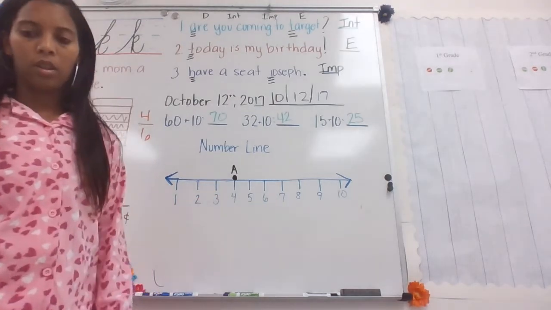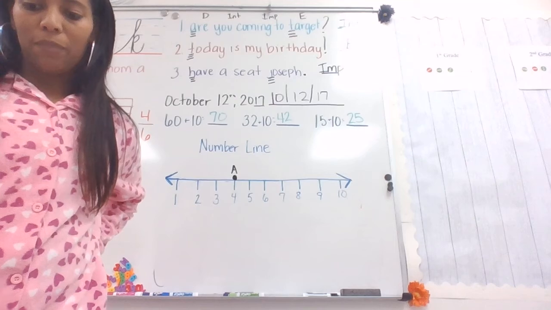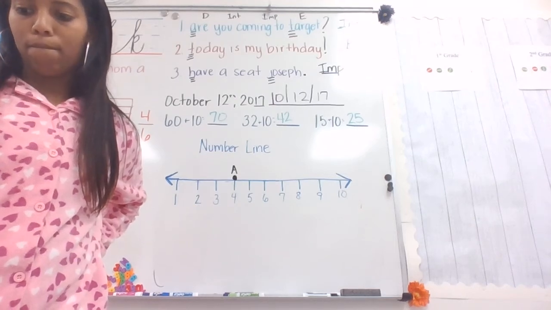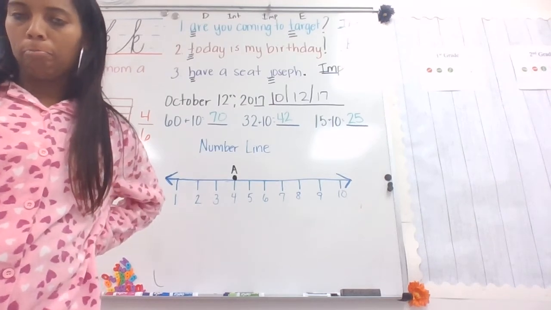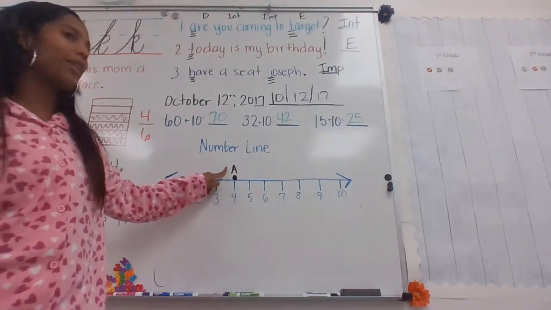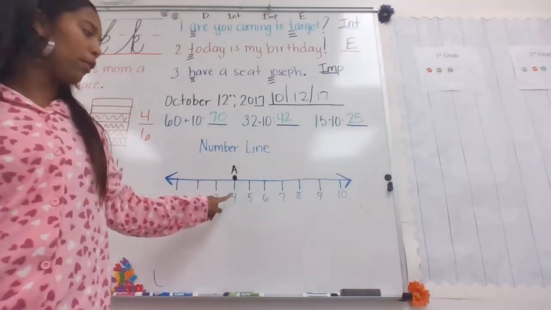Oh, I got it. Me too. I got it. It looks real. It's a very tiny dot. No, it's a big dot. Just make sure you put an A to show that that's point A on number 4.